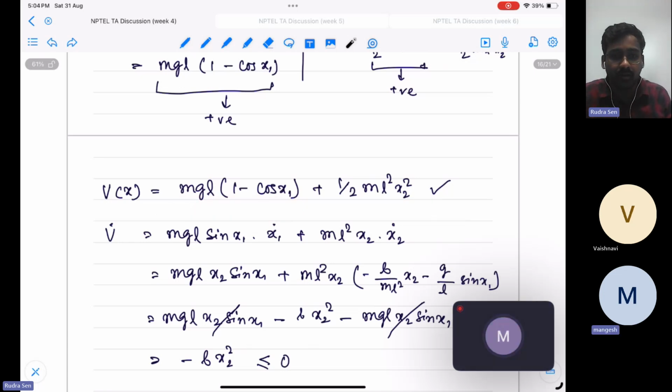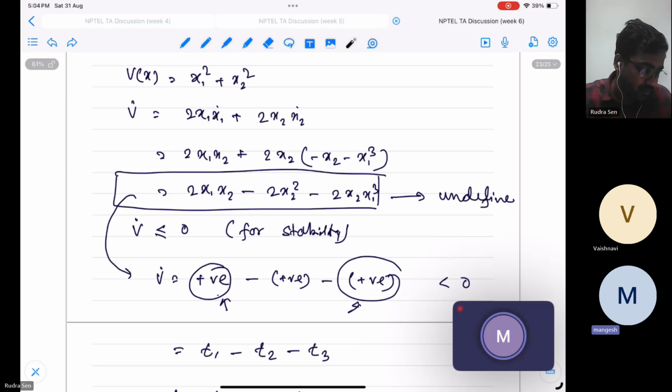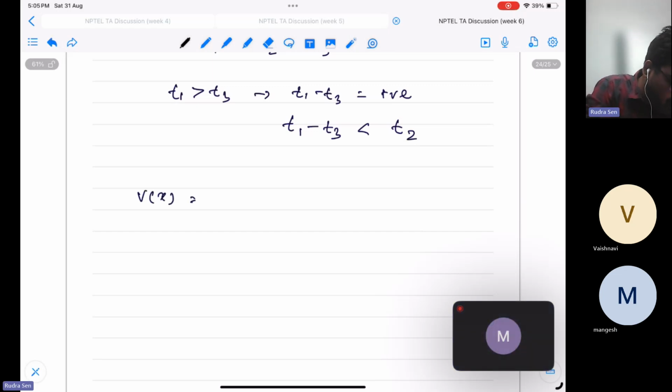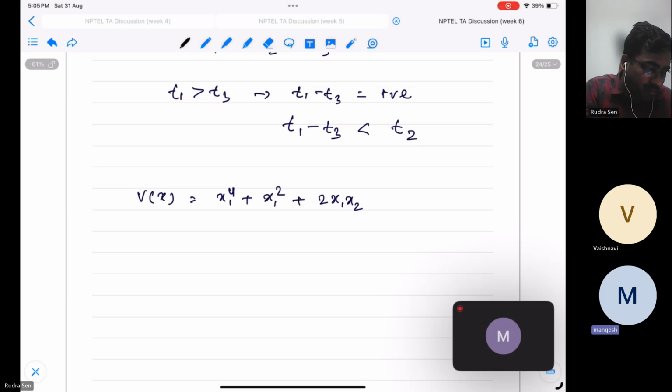So you have to choose any positive function. In the solution, they have taken V of x equals x1 raised to 4 plus x1 square plus 2x1 x2 plus 2x2 square.